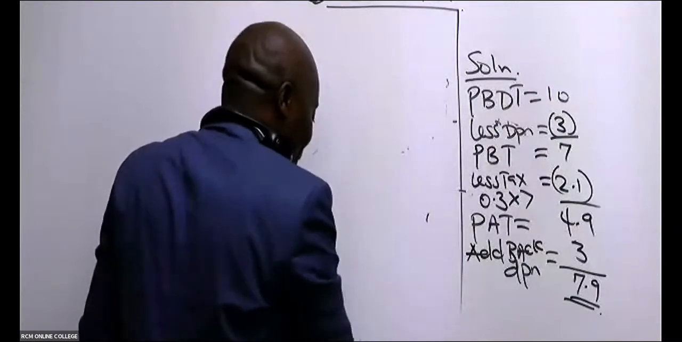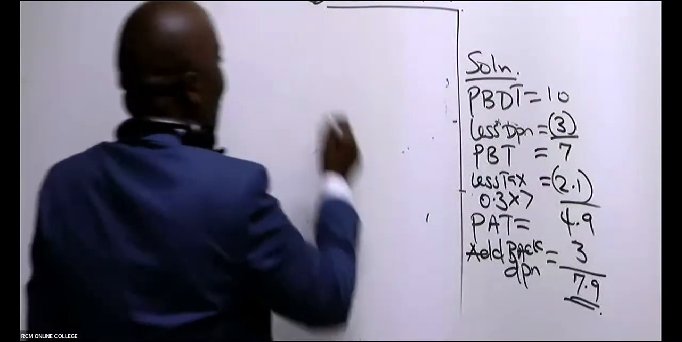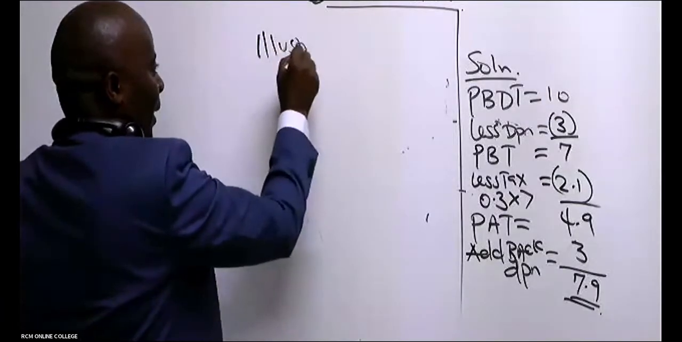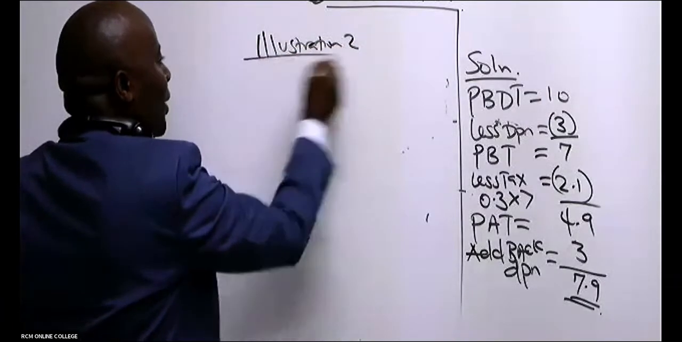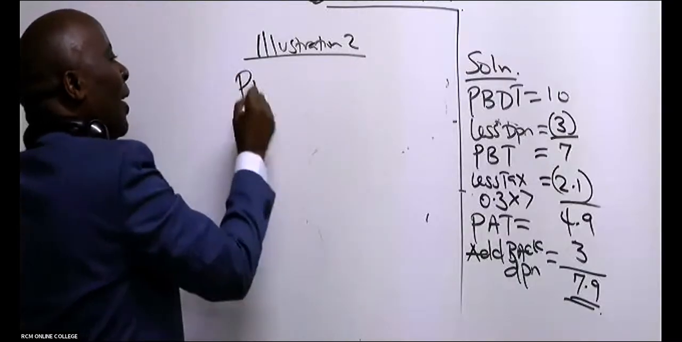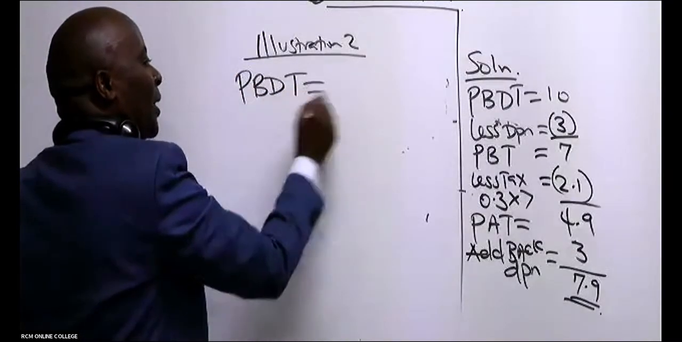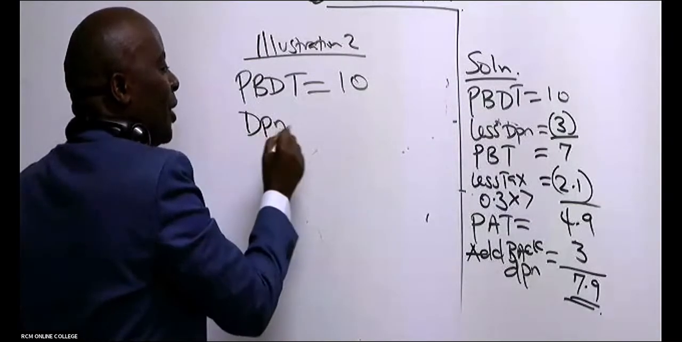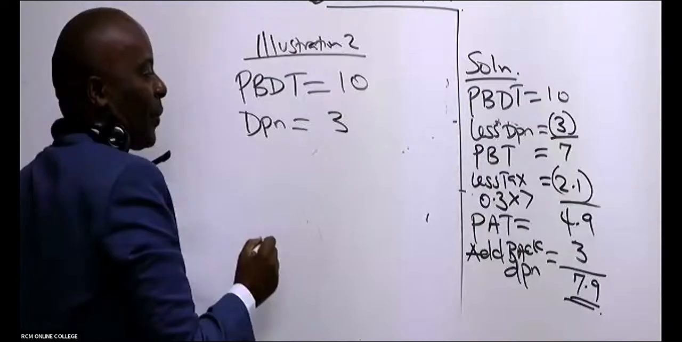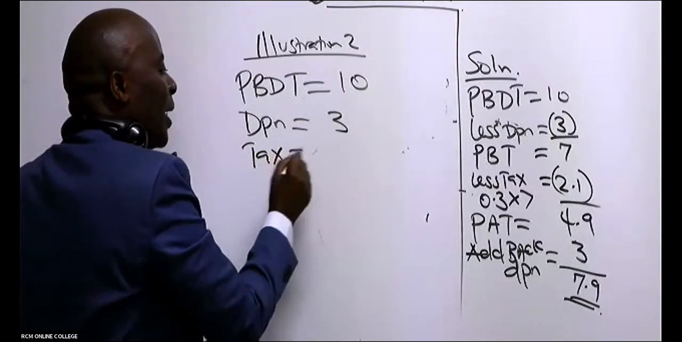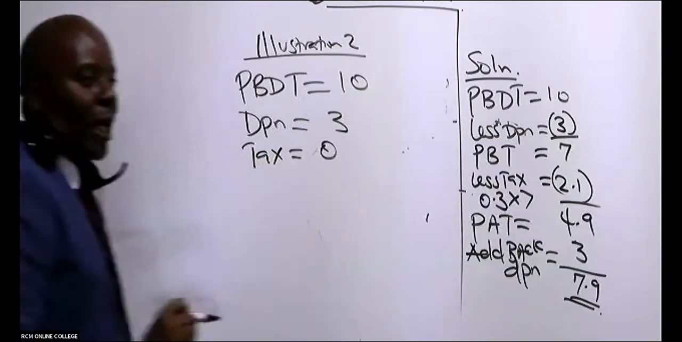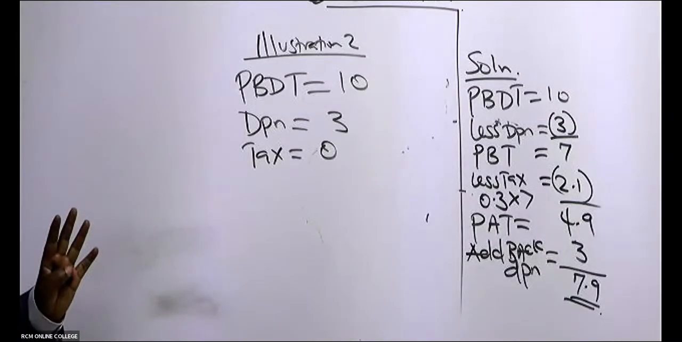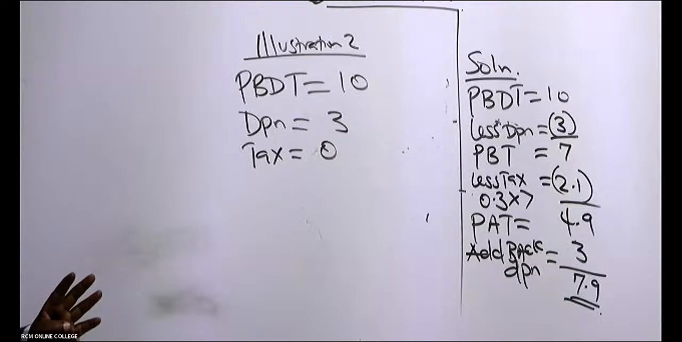Sasa angalieni hapa. Now, question 2 or illustration 2. Illustration number 2, they have given us profit before depreciation and tax, a gain of 10. Then they have given us depreciation of 3. But then in this case, tax, wamesema ni 0. Tax rate is 0. Tax has not been given. Tax is 0.